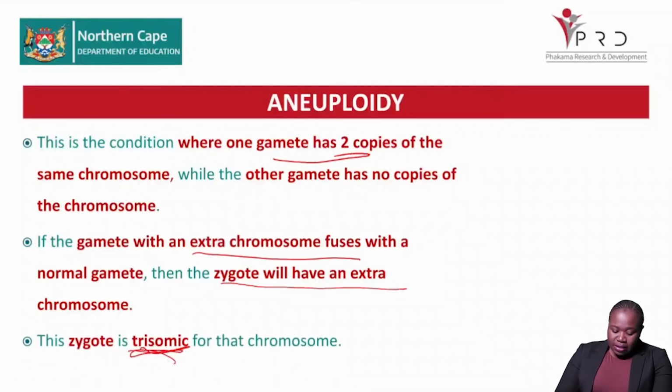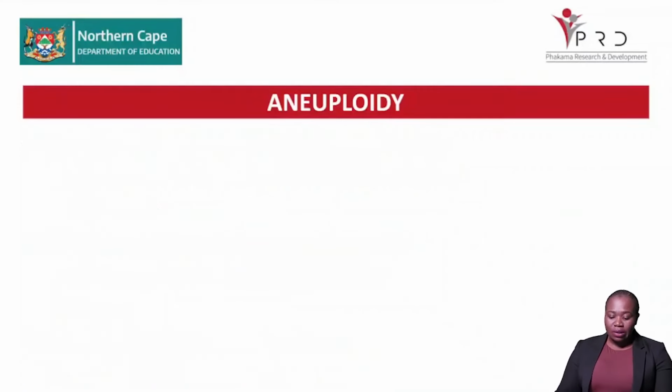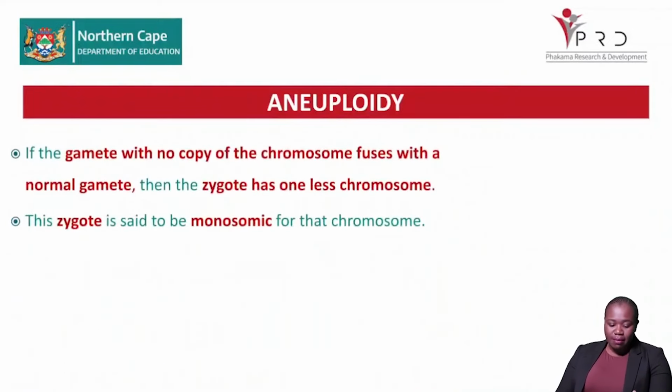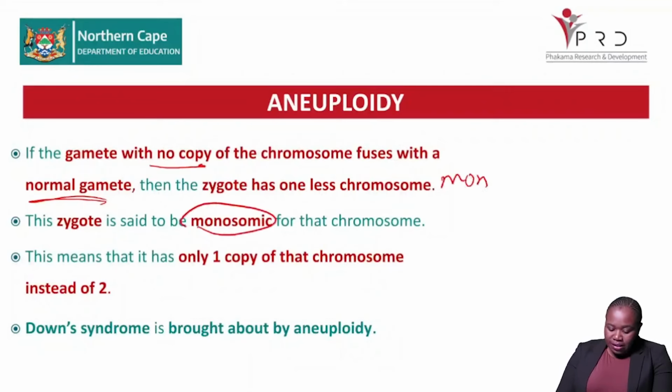Remember, we said that trisomy 21 would be the one that leads to Down syndrome, but trisomy anywhere else would lead to other disorders, and those will not be Down syndrome. Make sure that you remember that. Down syndrome only results from trisomy on chromosome pair number 21. Right. So if the gamete with no copy of chromosomes fuse with another gamete that is normal, then that zygote will have 1 less chromosome. It means that we are looking at monosomy. We can say that the zygote is monosomic, right?